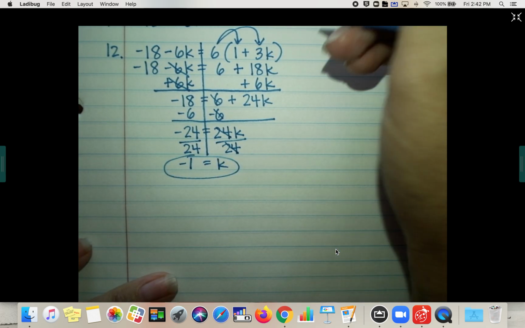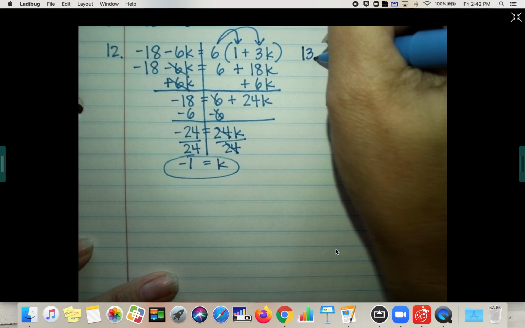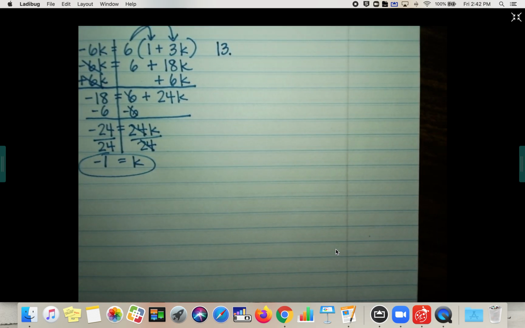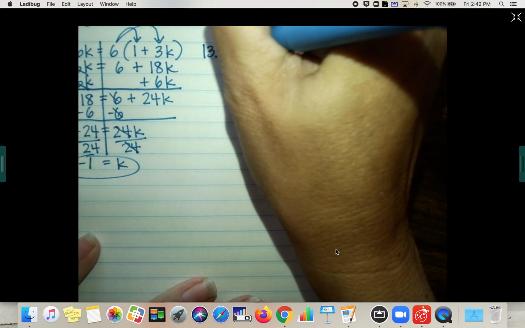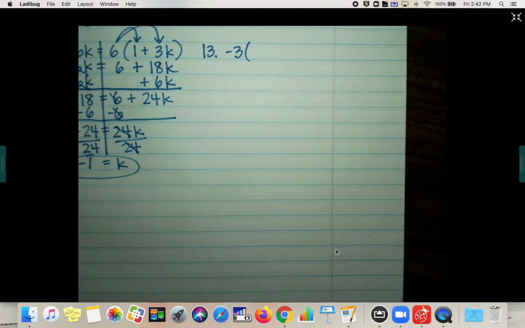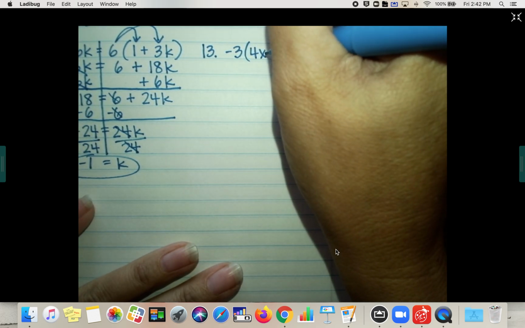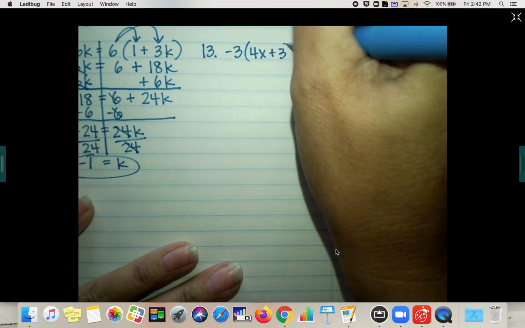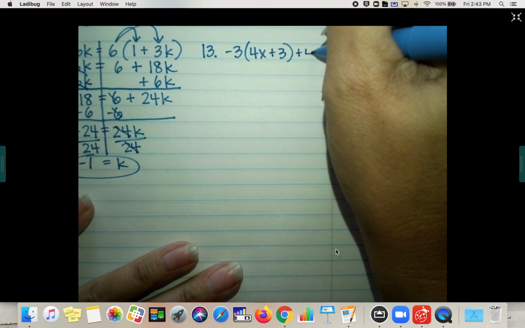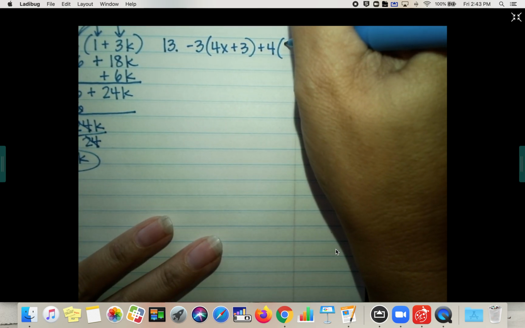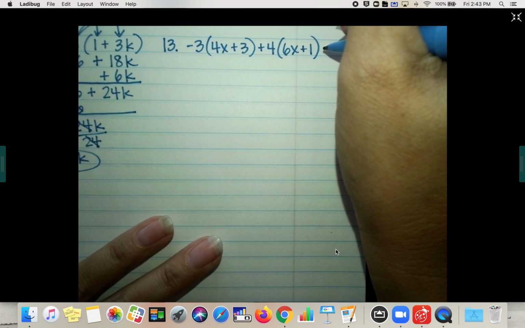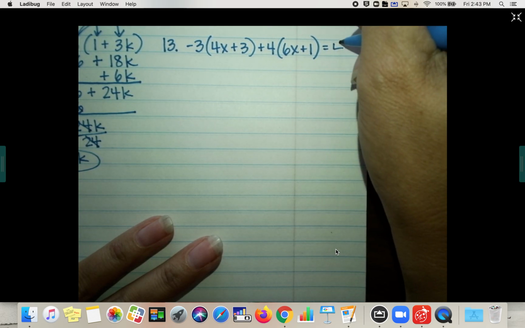Oh, I don't know if I can get one more in. Let's try. 13. I'll try to pick a really challenging one. Here we go. Negative 3 times the quantity 4x plus 3 plus 4 times the quantity 6x plus 1, I told you it was going to be tough, equals 43.